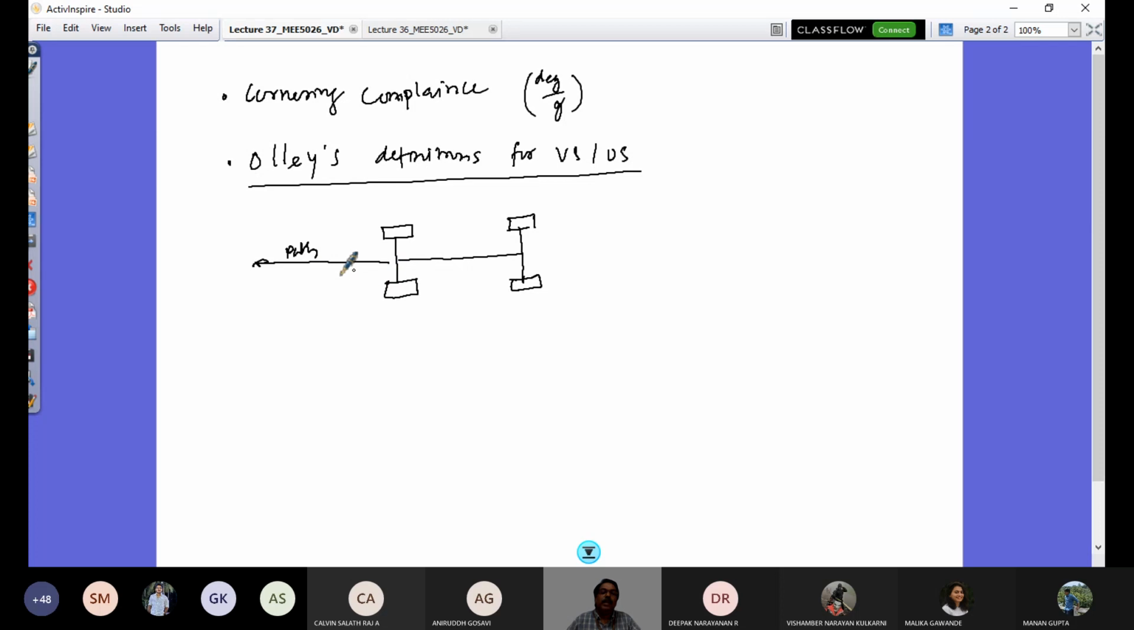If it is neutral steer vehicle, it will go in this path. When there is a side force that acts at the CG location, this is the CG location in the top view, and there's a side force here, say Fs, acting at CG. If this goes in straight line, then it is of neutral steer tendency. At that time, the static margin is 0, right? Static margin E by L is equal to 0.